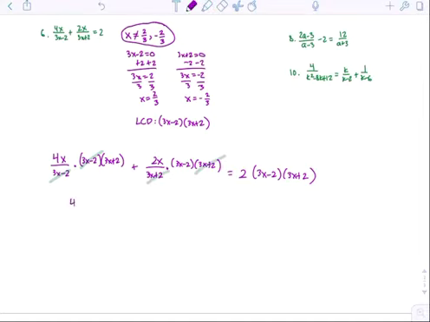So we're going to get 4x times 3x plus 2 plus 2x times 3x minus 2, which is equal to 2 times 3x minus 2, 3x plus 2. Alright, a lot of distributive, right? A lot of distributing right here.